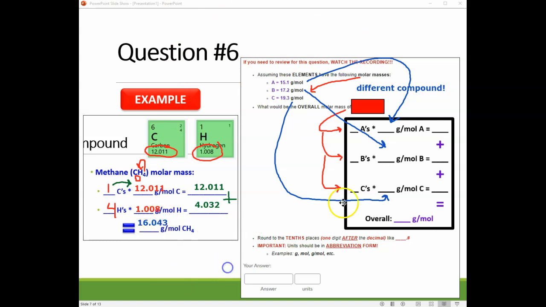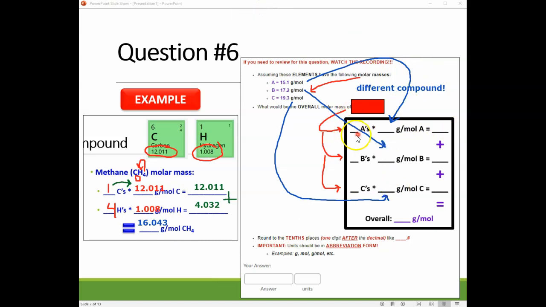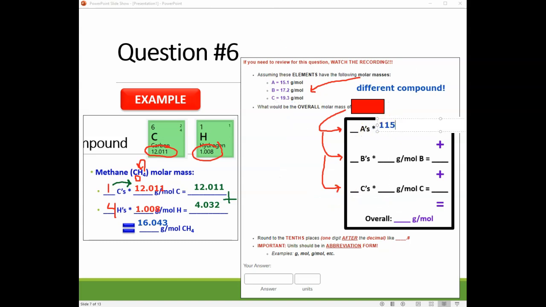So let's go ahead and take a look at yours. Again, you're going to multiply the number of moles of A times its molar mass, 15.1. I can just go ahead and fill those in to make our lives easier so that we can actually see that. And B, which is 17.2, and C, which is 19.3. That should give us some answers over here. So you have your molar mass of however many A's you have, however many B's, however many C's, and then just add them all together, and that will give you your answer overall down here.